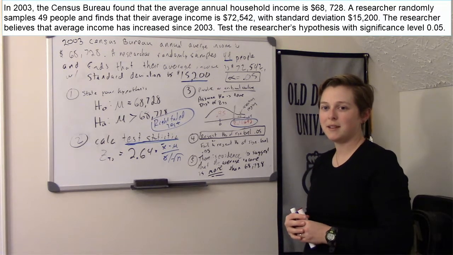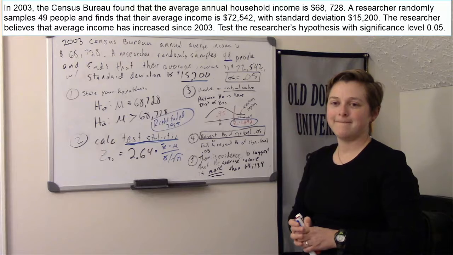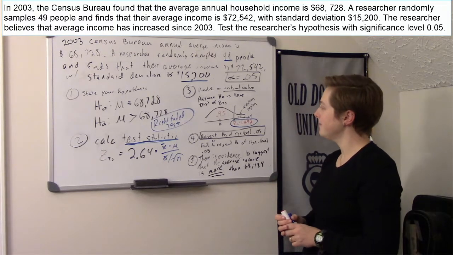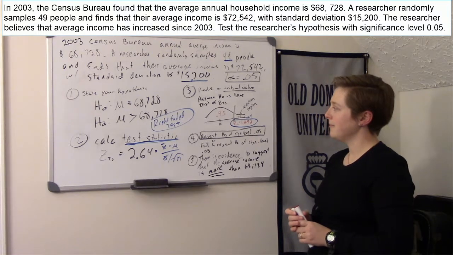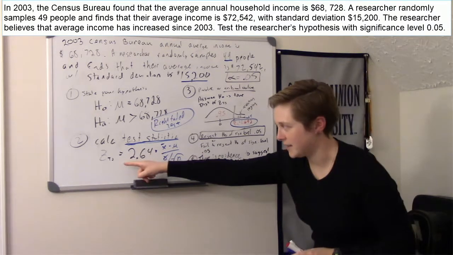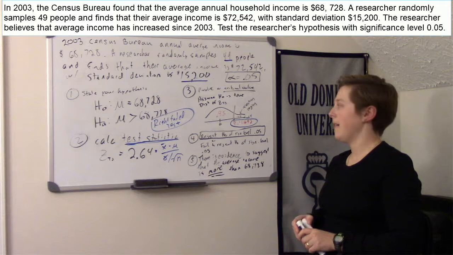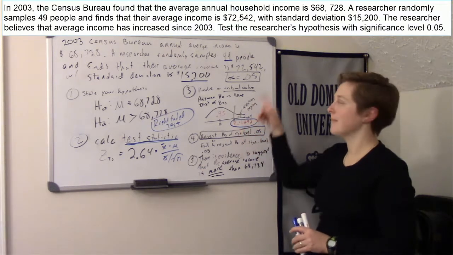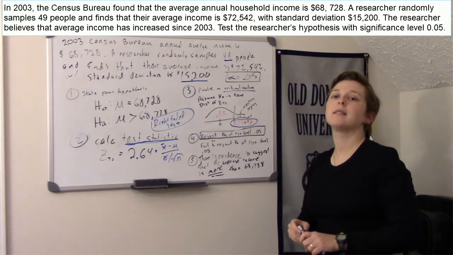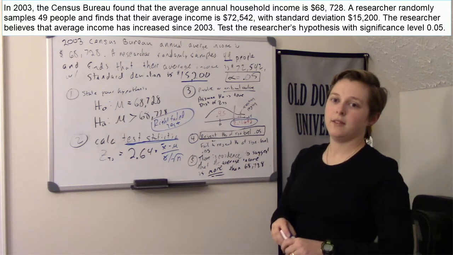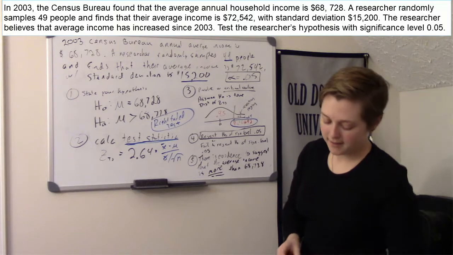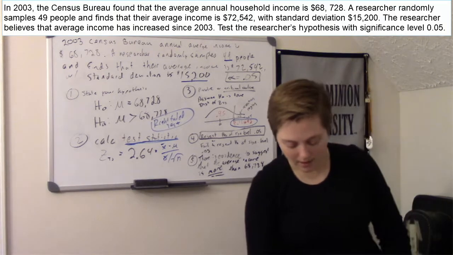Any questions about that? So with the p-value, you're finding the area under the curve for your test statistic, and with the critical value, you're finding the z-value for the given area of 5%. Very good. Okay, let's move on to another example.